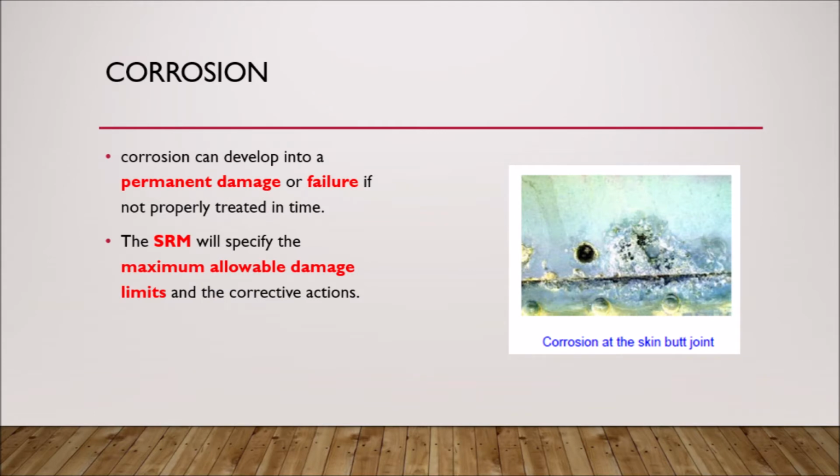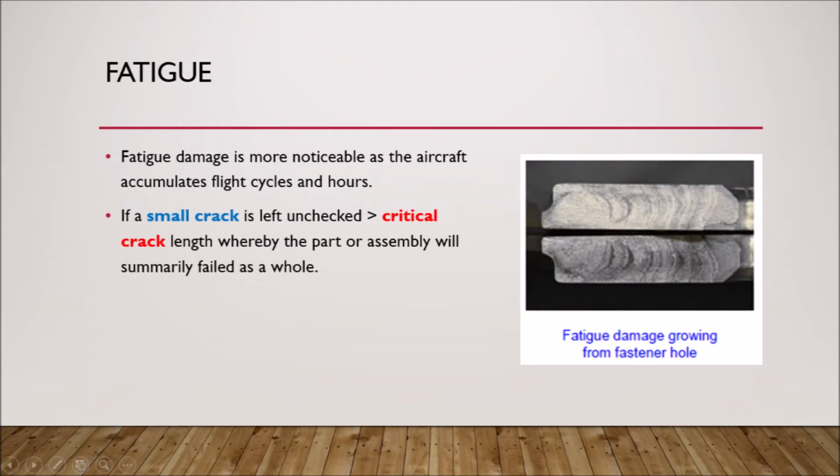Corrosion. Corrosion can develop into permanent damage or failure if not properly treated in time. Fatigue. It is more noticeable as the aircraft accumulates flight cycles and hours. When a small crack is left unchecked, the crack gets critical as time goes by.